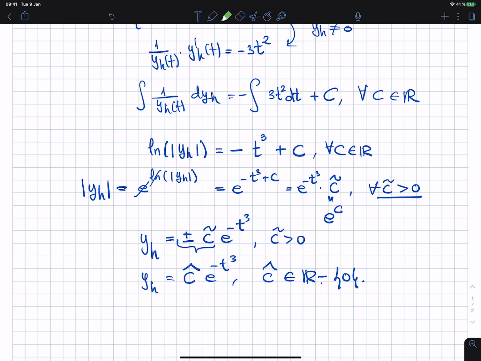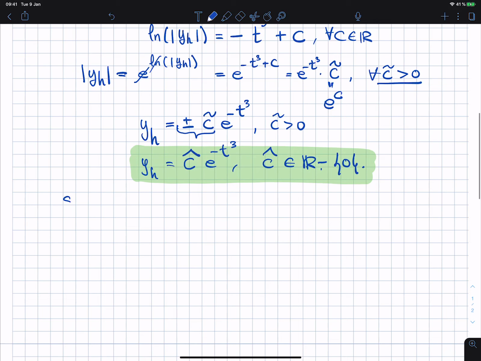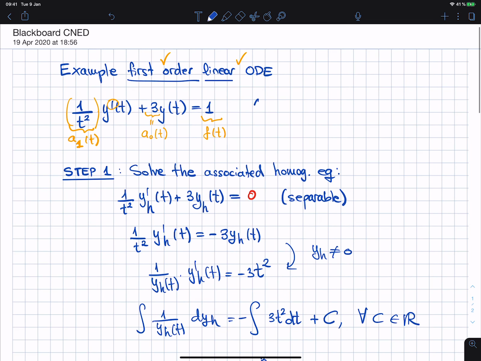So we found the solution of the homogeneous equation. We will reserve this. And this is the end of step 1. Step 1, we solved the separable equation and we got this. Let's move to step 2. Step 2 is to find a particular solution of the initial ODE, which is this one. Let me say that this is equation 1.